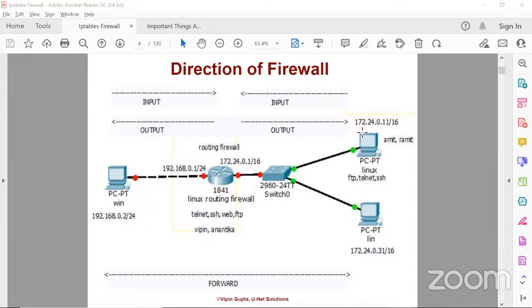Now I will be having 2 systems which are going to be Linux systems, and they will have the addresses 172.24.0.11 and 172.24.0.31. If you carefully look at the IP addresses of these systems, they are in different networks. That means this one belongs to network 192.168.0.0, and these 2 systems belong to network 172.24. So if I want this system to communicate with these systems, they will not be able to communicate.